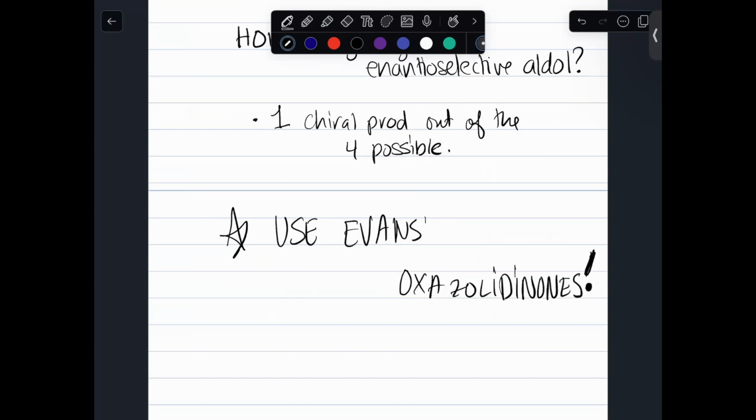Evans oxazolidinones come back into play, which is really great. You can see how the methodology from alpha alkylation was extended to aldol reactions as well. We won't discuss Andy Myers. We won't discuss SAMP and RAMP anymore. We'll only focus on these oxazolidinones and apply them to aldol reactions. And so in our next lecture, we'll start introducing these chiral molecules again.